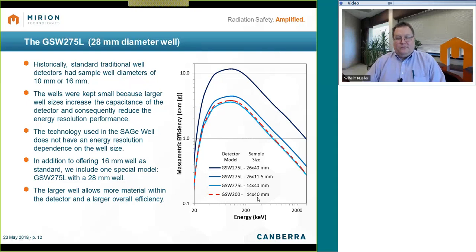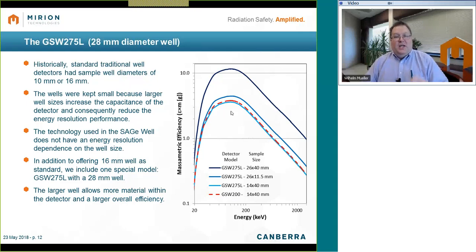If we take that sample and remove it and put it directly into a GSW-275L without changing the geometry, one gets the light blue curve that essentially mirrors just below the GSW-200 curve. And so one sees that the efficiency doesn't change dramatically there, but that's because the well is a wider opening, and so it's a little bit less solid angle coverage.